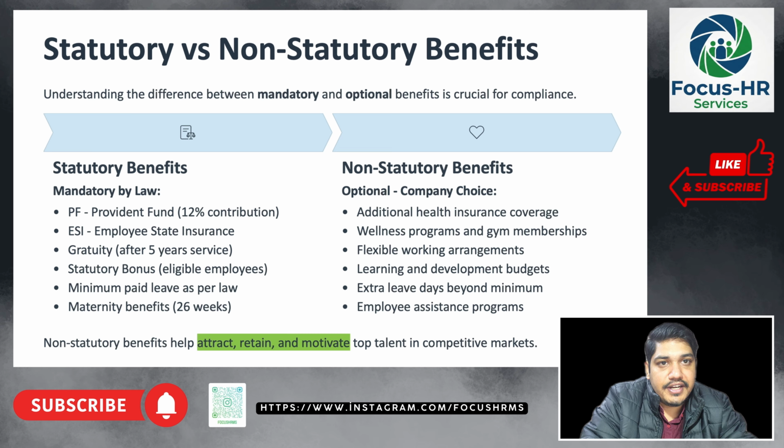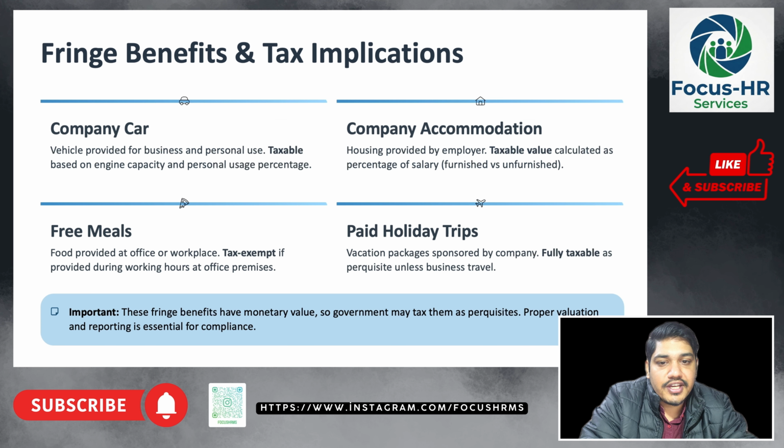Statutory benefits are mandatory by law, such as provident fund, employee state insurance, gratuity, statutory bonuses, minimum paid leaves, maternity benefit. There are also non-statutory benefits, which are the company's choice: additional health insurance beyond what ESI provides, wellness programs and gym membership, flexible working arrangements, learning and development budget, extra leave days, employee assistance programs. Here is why companies offer non-statutory benefits: to attract, retain, and motivate top talent. If two companies offer the same salary, but one has amazing benefits, which one would you join? Exactly.